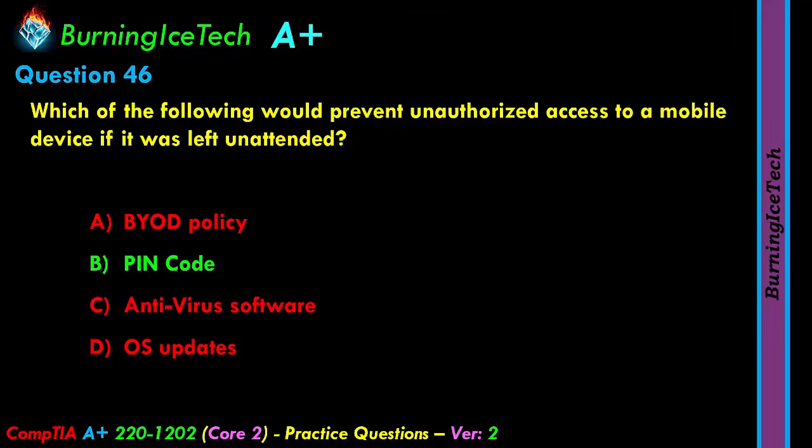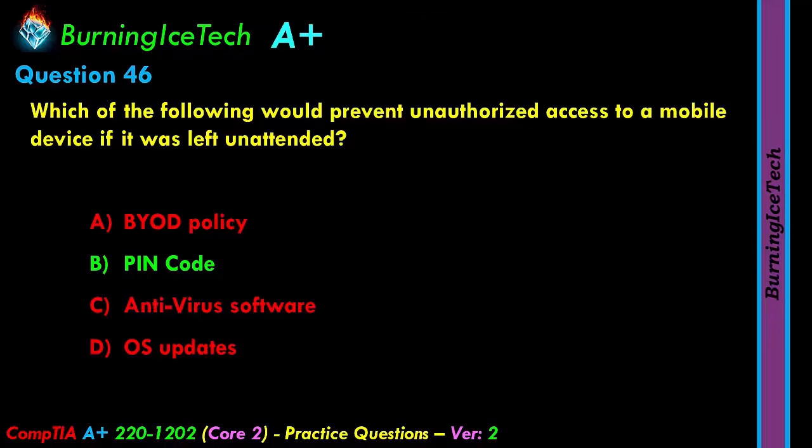It might not be the best, but it is security, and it will achieve our goal here. So that is the answer, in case you guys don't know. C, antivirus software. Although not bad to have on a phone, that is used for malware on a phone to detect viruses and spyware and things like that. It does not prevent unauthorized access on a device.